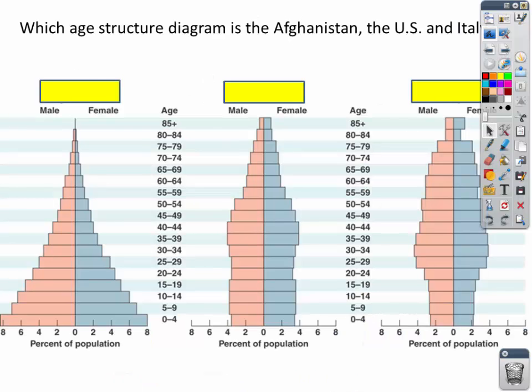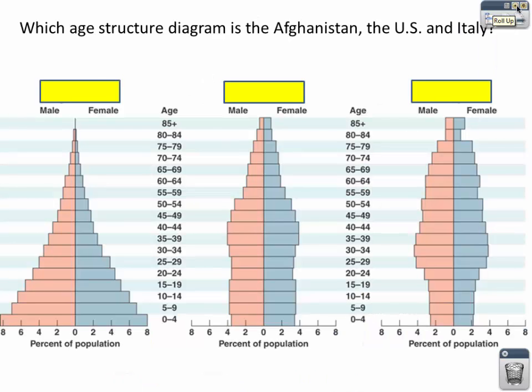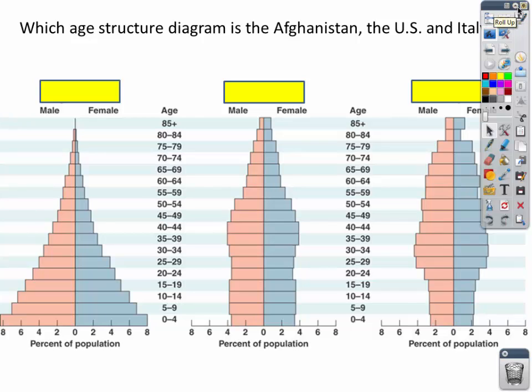Okay, so let's take a look at these age structure diagrams and let's analyze the three of them. And what I have here is an age structure diagram. One of them represents Afghanistan, one represents the United States, and one represents Italy. You're going to have to use a little bit of background knowledge and think about what do you know about the population of Afghanistan, United States, and Italy. Let's take a look here.